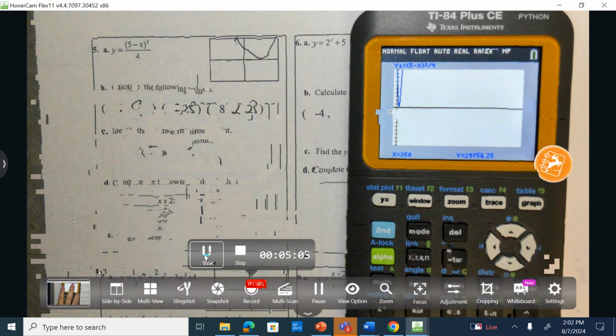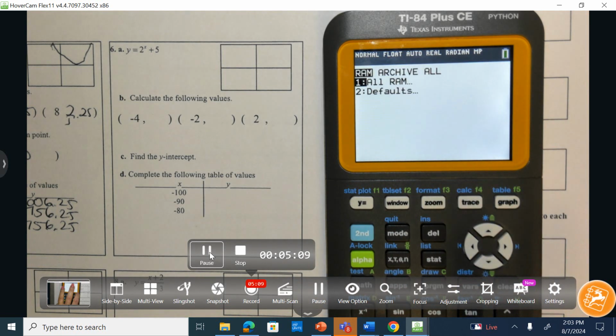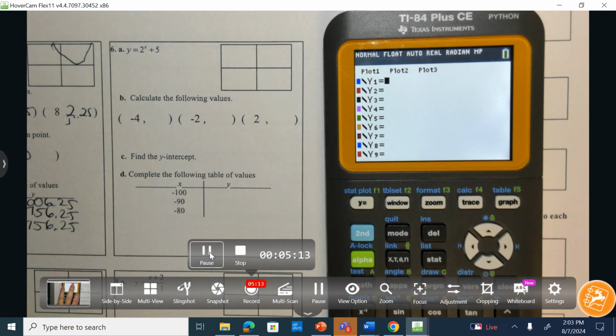The very first thing I'm going to do is reset the calculator. Second plus 7, 1, 2. Now I'm going to press Y equals, I'm going to go up here, and I'm going to type this in. By the way, it's possible you've never typed in an exponential function, so let's actually do this together.